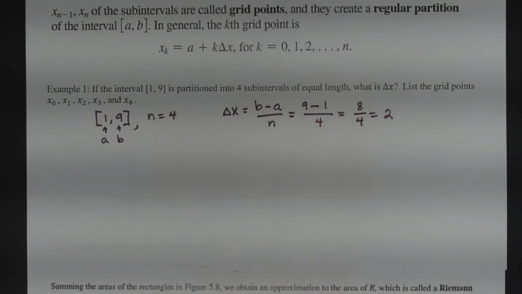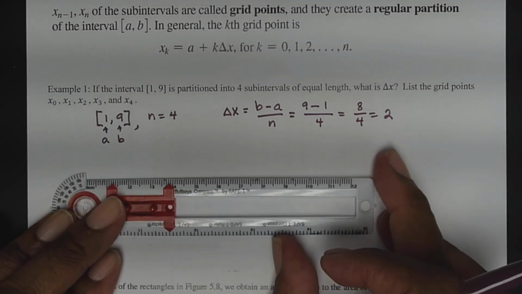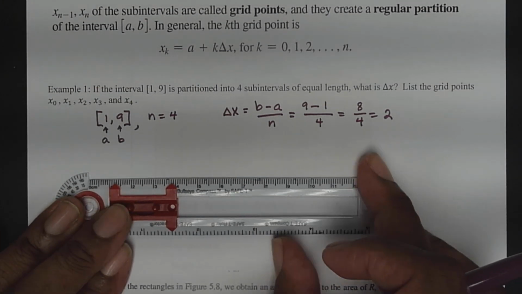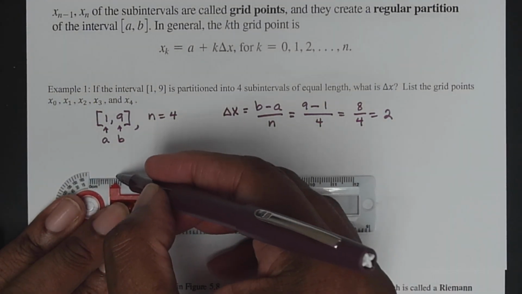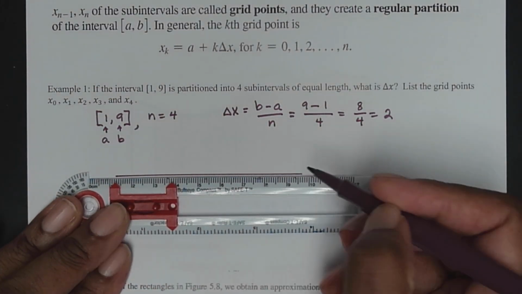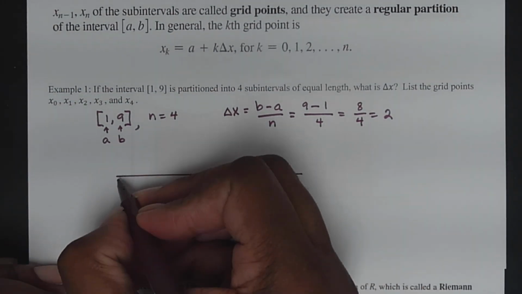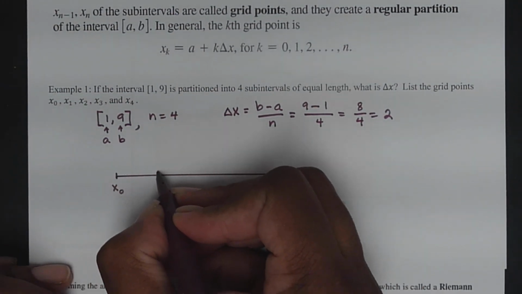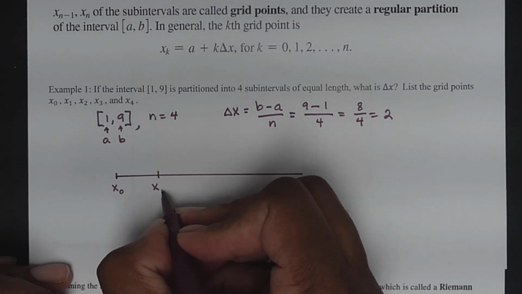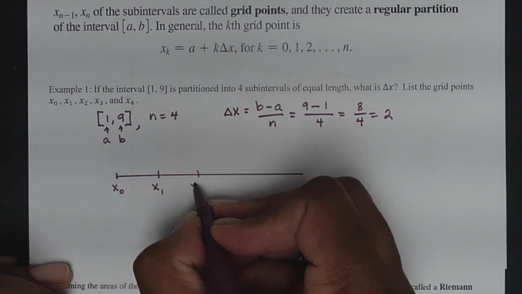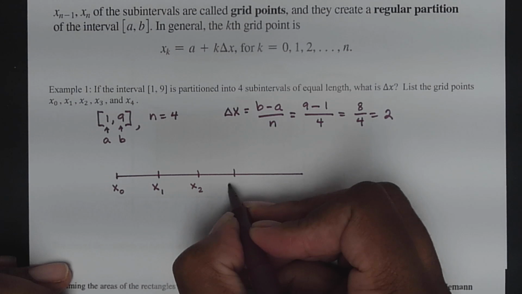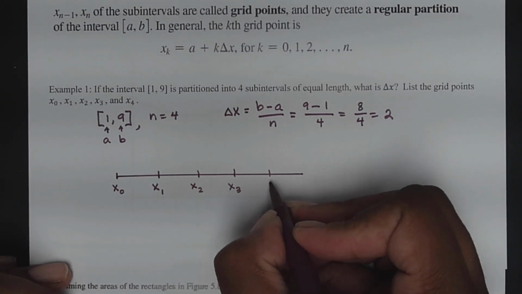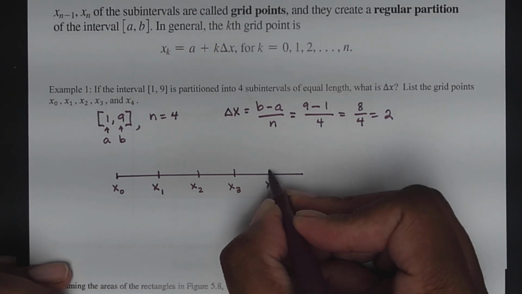Then they ask you to list the grid points x0, x1, x2, x3, and x4. If this helps, though it's not necessary, you can draw a number line like this. Here you have x0, then x1, x2, x3, and x4. These are not drawn to scale.